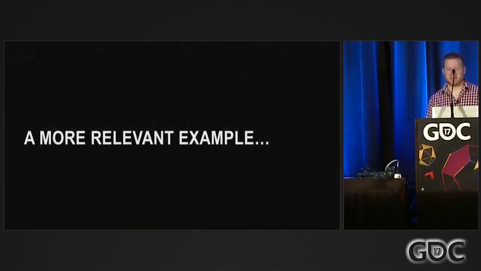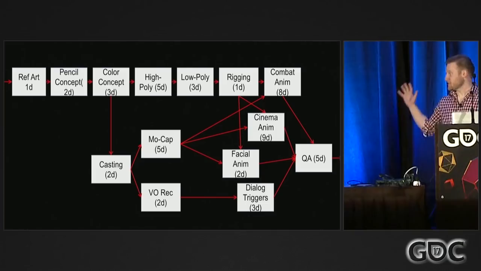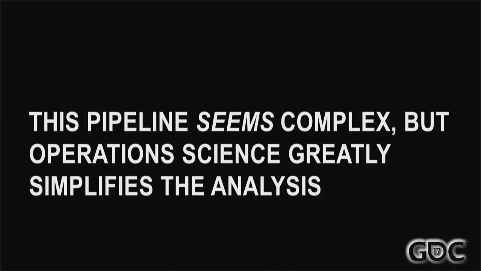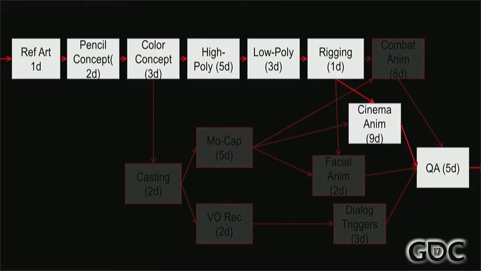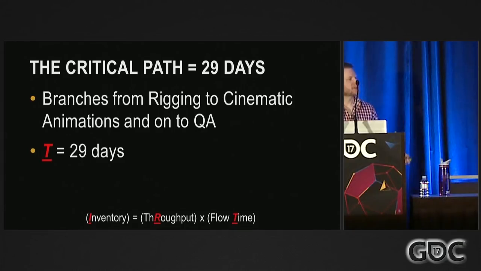Now let's move to perhaps a more relevant example. Here's a hypothetical flowchart for getting a character in the game that covers anything you might want to do. Concept art, casting, VO, mocap, everything. Now, this looks like SpaghettiOs, right? It looks really complicated, but operation science makes it a lot easier to figure out. First of all, despite all the mess, we have a very clean critical path. It's 29 days long. So that means our average expected time to complete a character from scratch is 29 days. So there's our flow time.